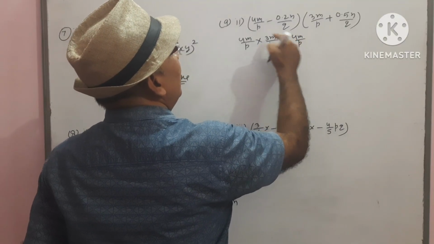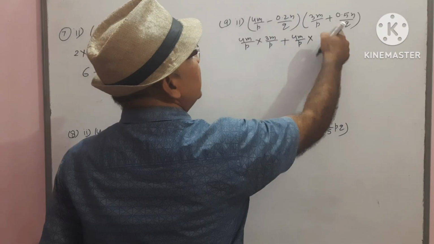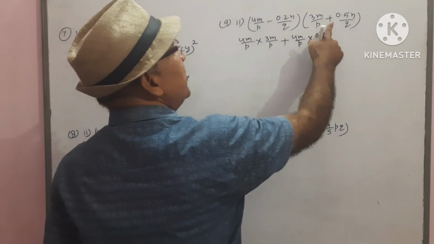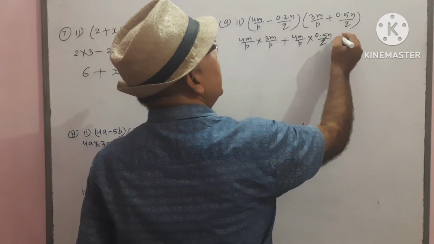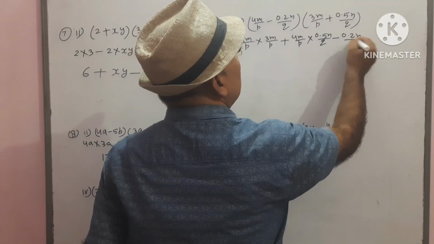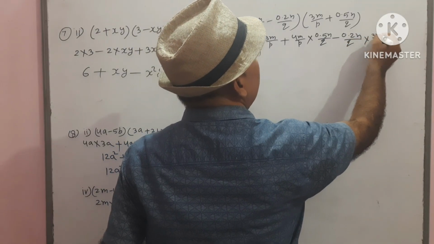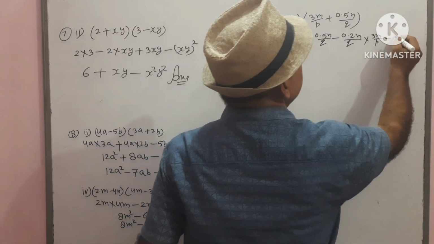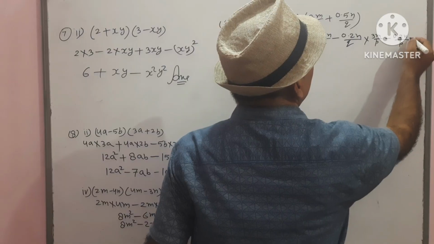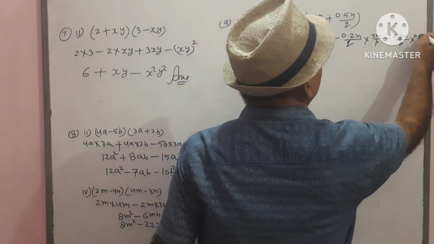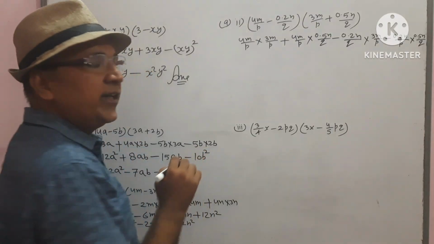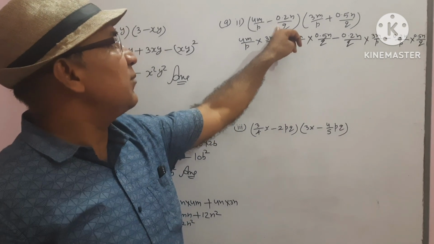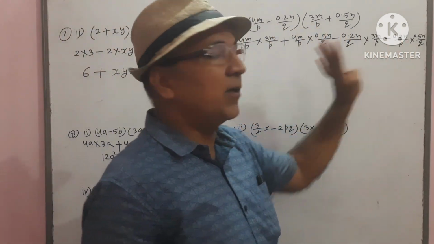Then 4m upon p is multiplied with 0.5n upon q. Now second term is multiplied with both. So first minus into plus becomes minus. 0.2n upon q is multiplied with 3m upon p. Again minus is multiplied with plus becomes minus. 0.2n upon q is multiplied with 0.5n upon q. Okay. First term is multiplied with both terms of the second bracket. Then second term of the first bracket is also multiplied with both terms of the second bracket.